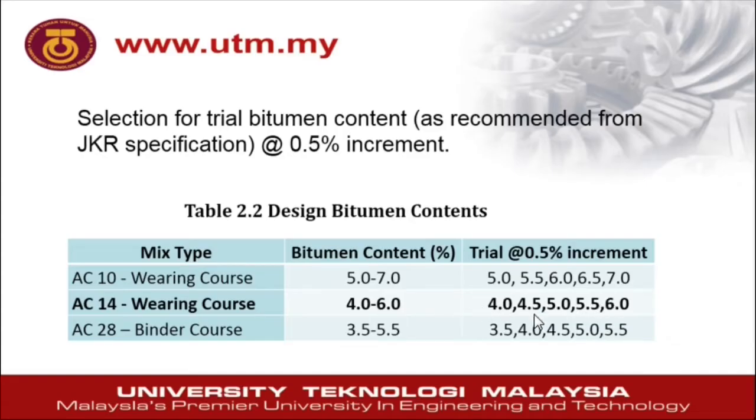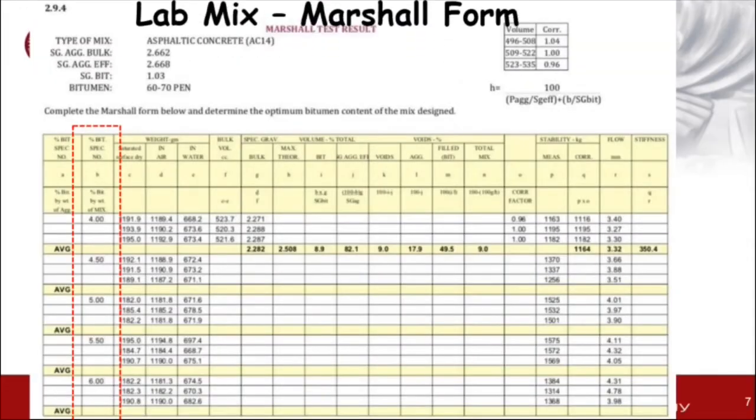Therefore, for the trial bitumen content, it is proposed at 4%, 4.5%, 5%, 5.5%, and 6%. Like what we have mentioned earlier, the selection for trial bitumen content is at increment of 0.5%. And the same goes for other mixtures. So if you refer to the Marshall form, as in exercise 2.9.4, the values are provided in column B.